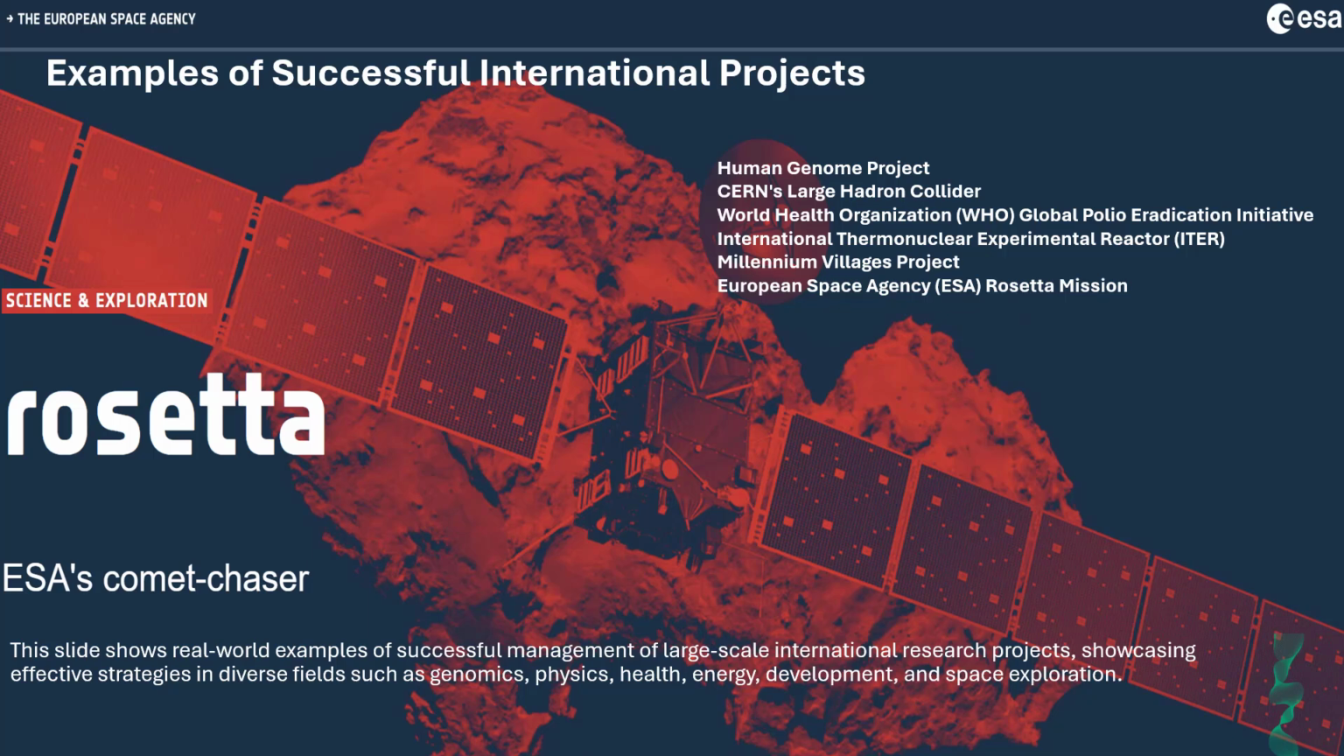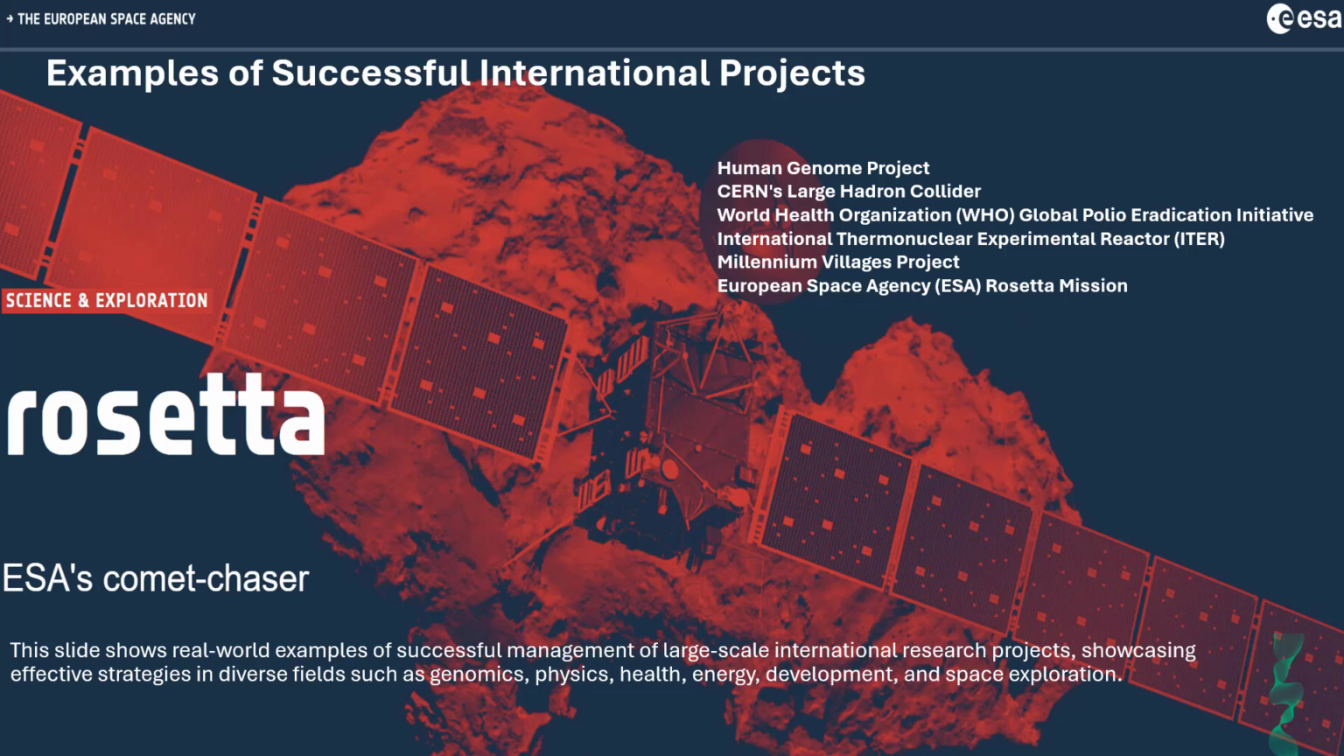And then the Millennium Villages project aimed to demonstrate that integrated development strategies could achieve the Millennium Development Goals. We're talking about Sustainable Development Goals now, but Millennium Development Goals are there as well. The project involved multiple countries in Africa and was managed by the Earth Institute at Columbia University and United Nations agencies. The project's success in significantly improving health, education, and economic outcomes in targeted African villages highlights effective international project management.